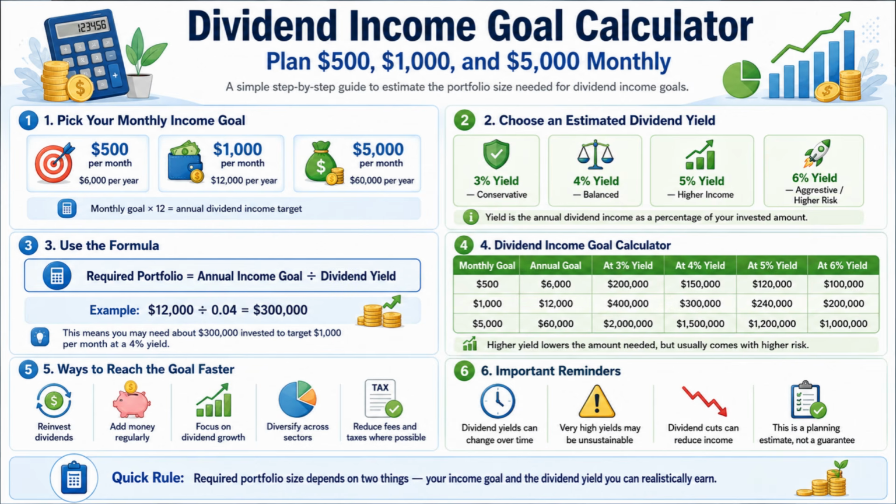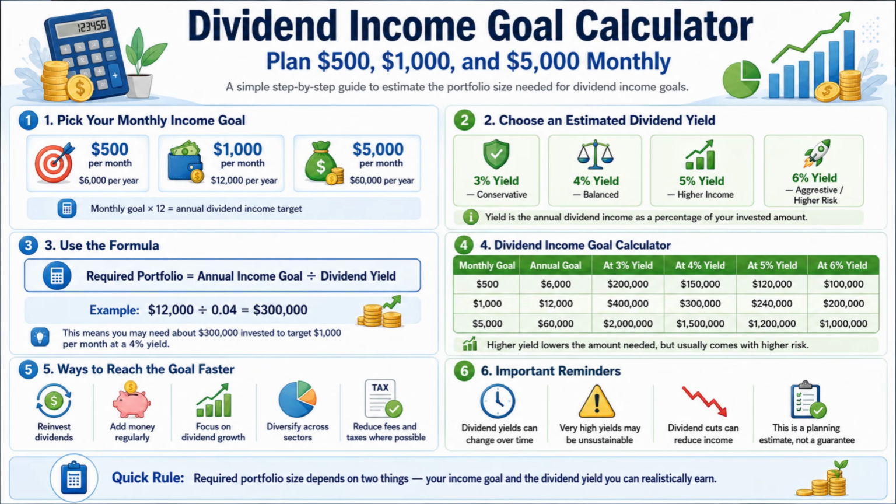After that, let's compare different goals using the calculator table. To earn $500 per month, you may need about $200,000 at a 3% yield, $150,000 at a 4% yield, $120,000 at a 5% yield, or $100,000 at a 6% yield. Similarly, to earn $1,000 per month, you may need about $400,000 at a 3% yield, $300,000 at a 4% yield, $240,000 at a 5% yield, or $200,000 at a 6% yield.